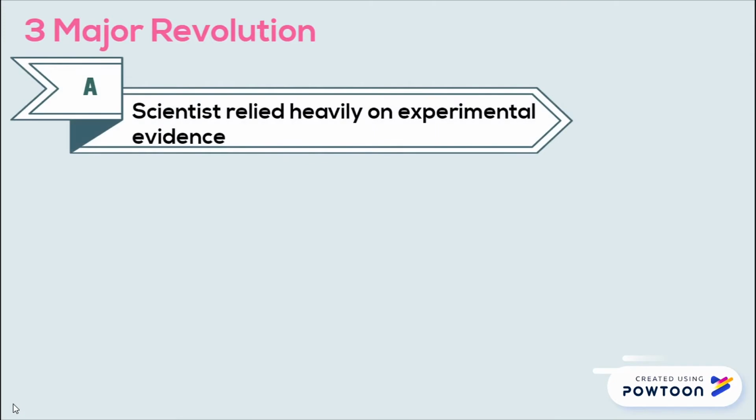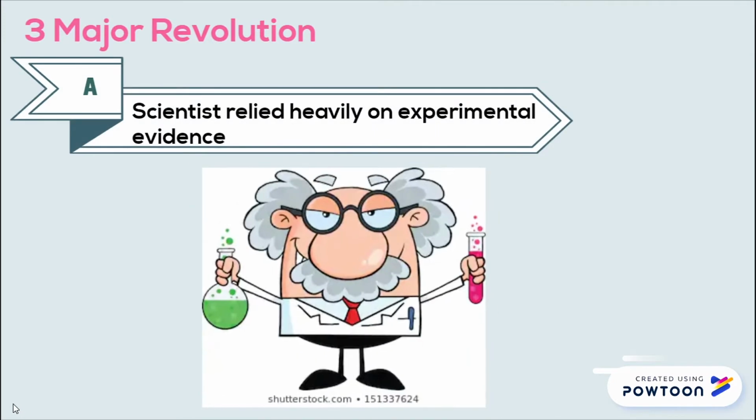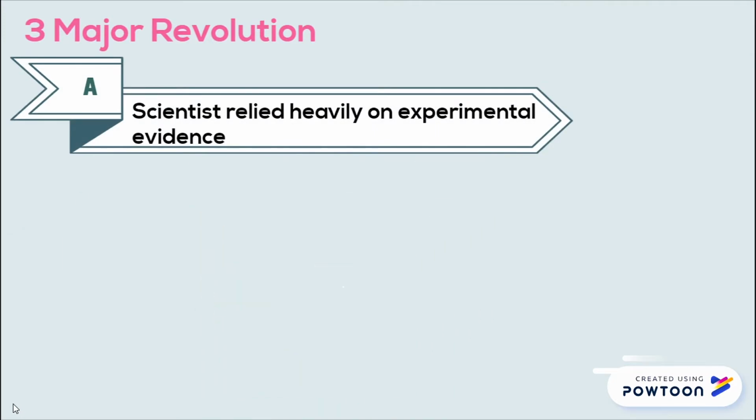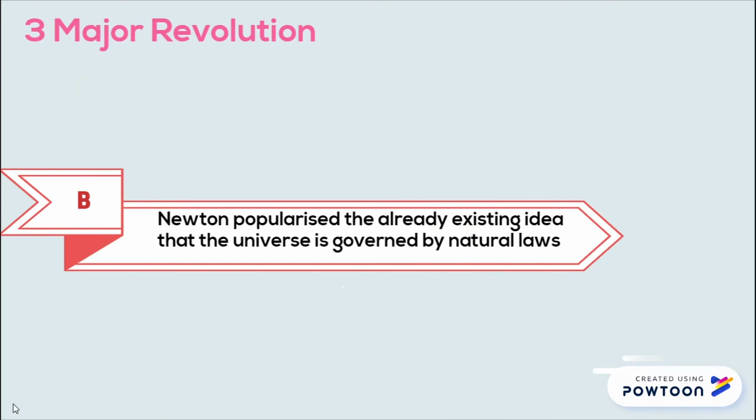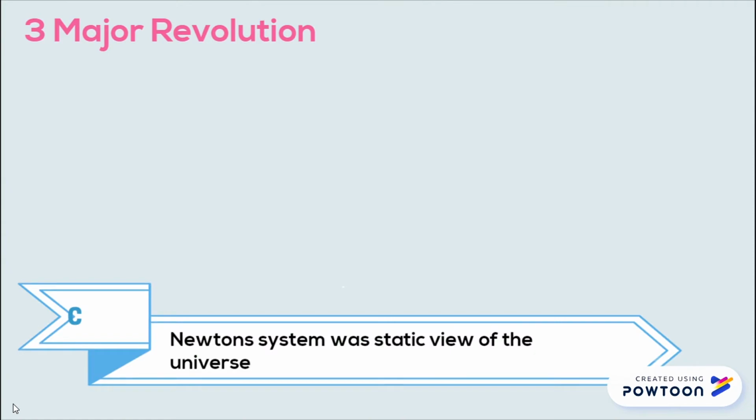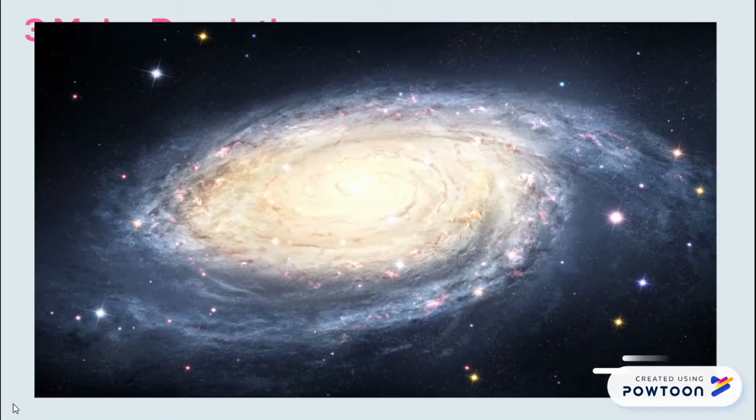Pre-major revolution. Scientists relied heavily on experimental evidence. Newton popularized the already existing idea that the universe is governed by natural laws. Newton's system was a static view of the universe.